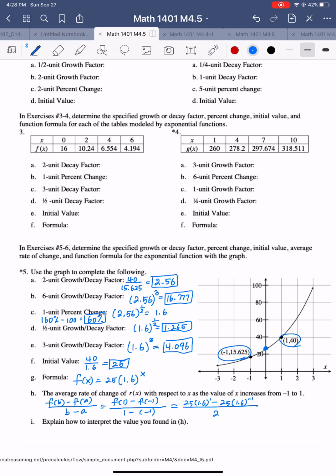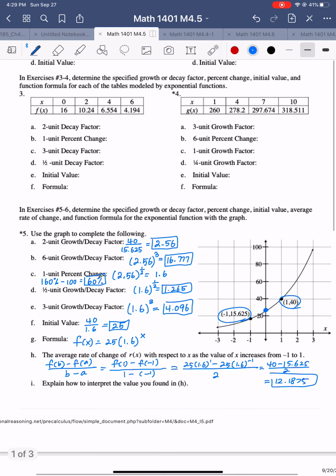Then when you do this, I get 40 minus 15.625. We already had the value, isn't it? We'll plug it in over 2, which is going to be 12.1875. Okay. Explain how to interpret the value you found in h.